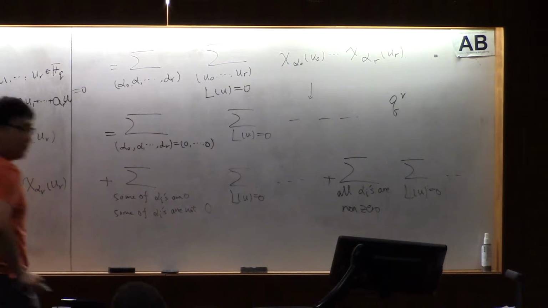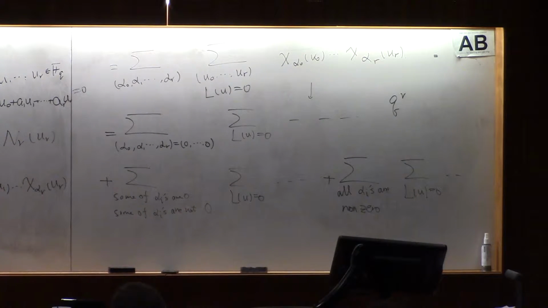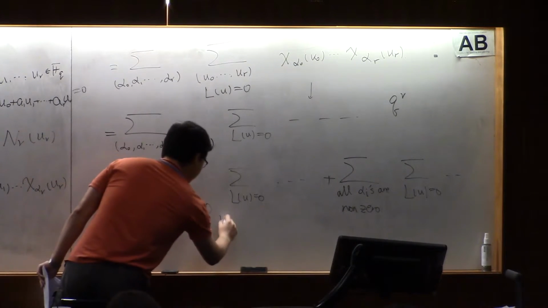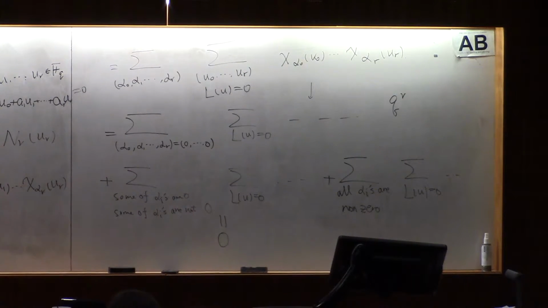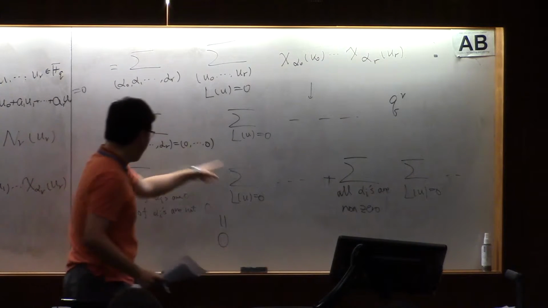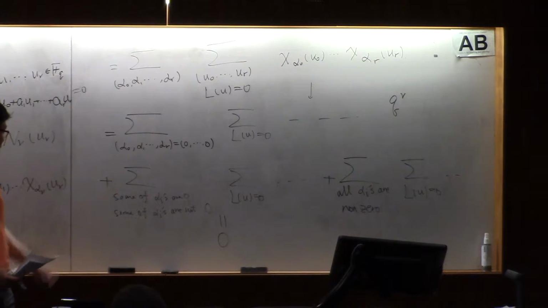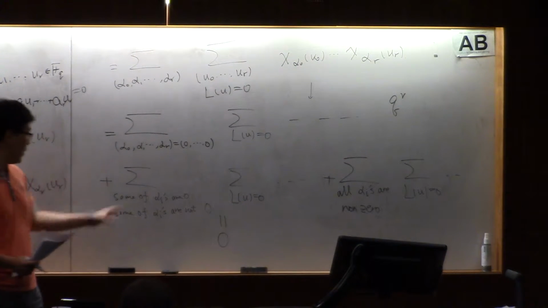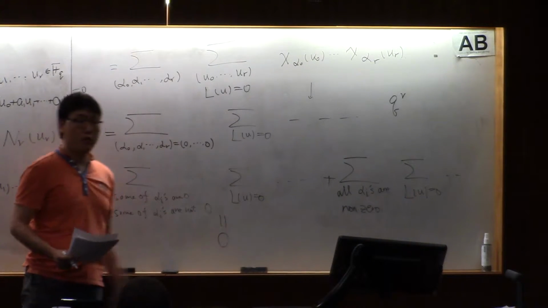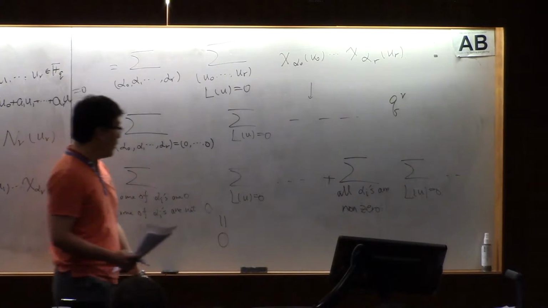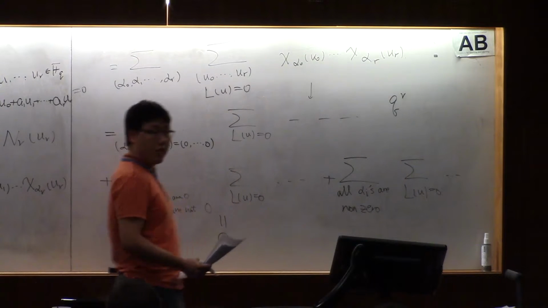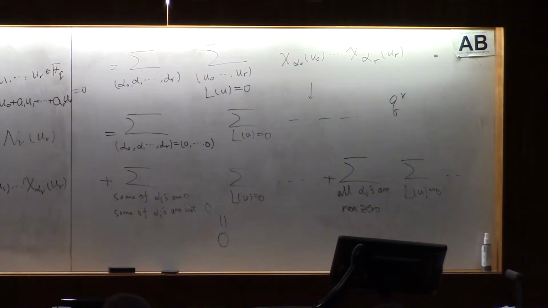The second summation is a little bit more complicated, but you can show that if some of the alpha i's are 0 and some of them are not 0, then this part will give you 0. Then, under this simplification, we see the following.